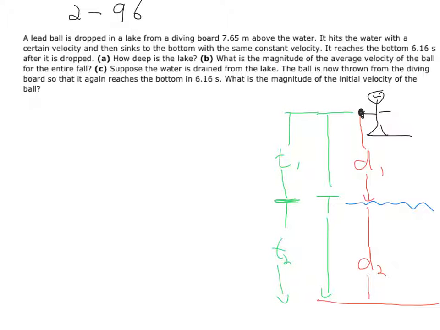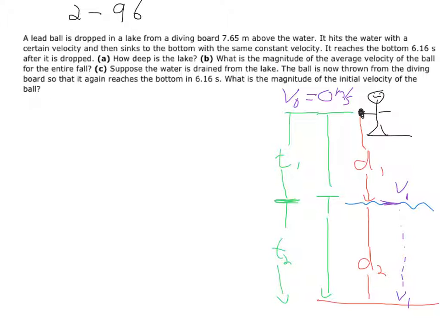For example, let's consider the velocity. We know that our initial velocity when we start is 0 meters per second. Then the ball moves down, accelerating until it gets to the water. Once it hits the surface of the water, it has some velocity, which I'll call v1, and then it continues with that same constant velocity, v1, all the way until the bottom.